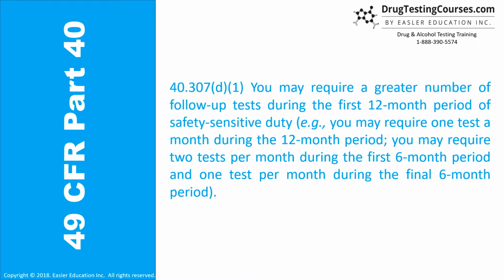40.307D1. You may require a greater number of follow-up tests during the first 12-month period of safety-sensitive duty. E.g., you may require 1 test a month during the 12-month period, you may require 2 tests per month during the first 6-month period, and 1 test per month during the final 6-month period.